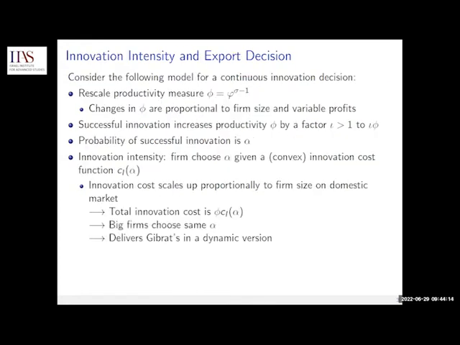So here's one form, and this is just with a binary choice. And I'll talk about how this is the one that I'll use when I go to a dynamic version, which is now let's think about a continuous innovation decision. So if you thought about the pure extension of the other one, you can think.